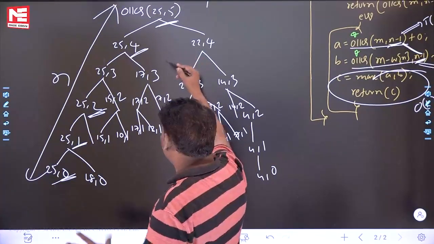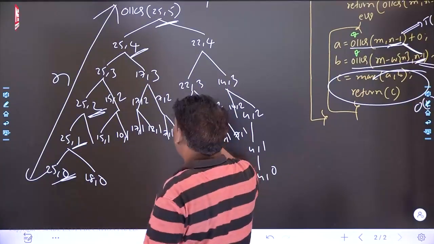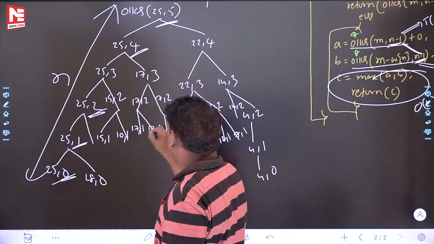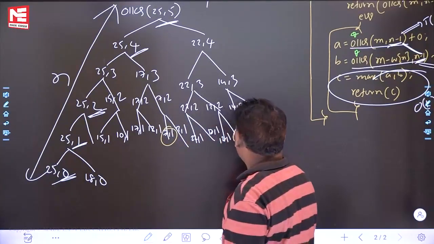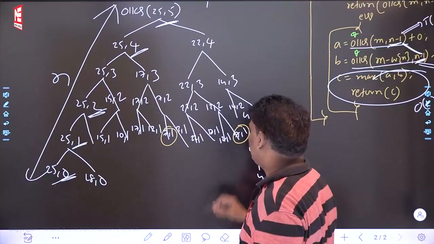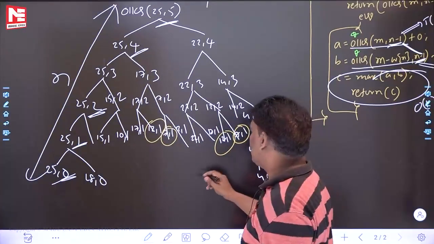Please check here, I have drawn the diagram. Actually I don't want to write the middle part, but still I have written it. Why? Repetition is there or not? See this one, I think 7, 1. Some repetitions are there. 12, 1. 12, 1. Some repetitions are there. Right? Repetitions are there. Let me write.